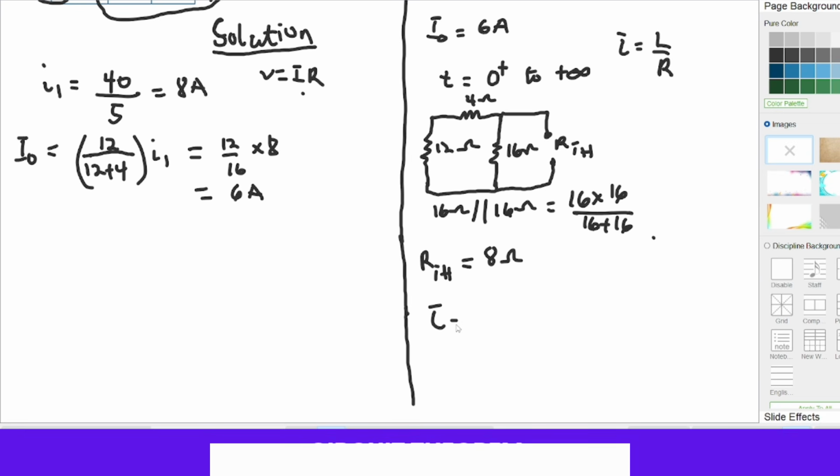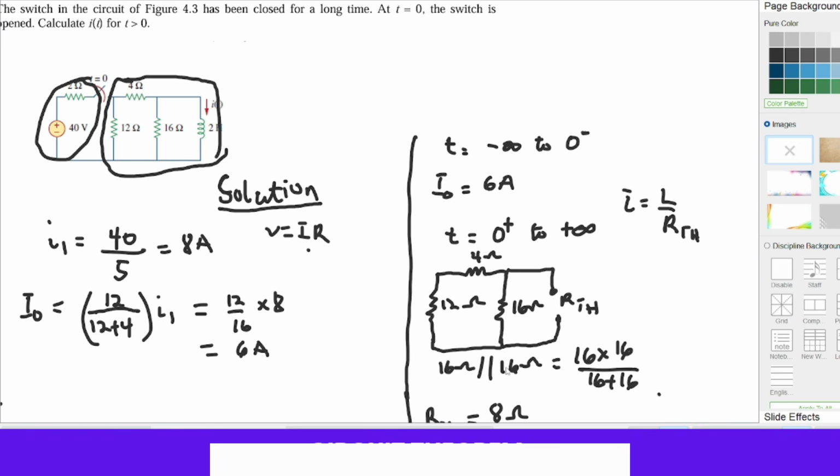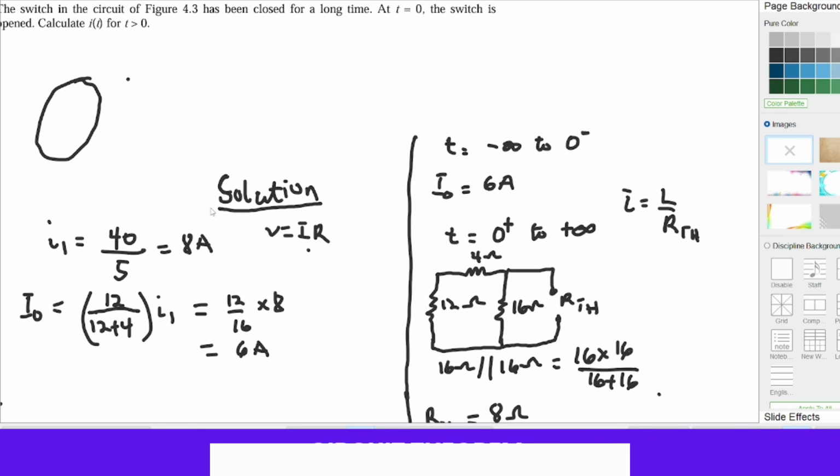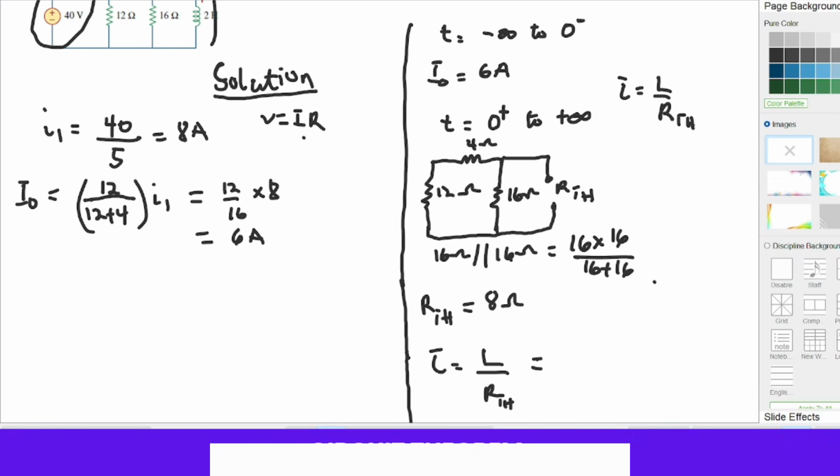But mind you, what we need here is not just the RTH, we need our tau. So our tau is equal to L over RTH. So what is our L? Our L is 2 Henry. So 2 Henry over 8 is 1 over 4 seconds. And our unit for the time constant is seconds.